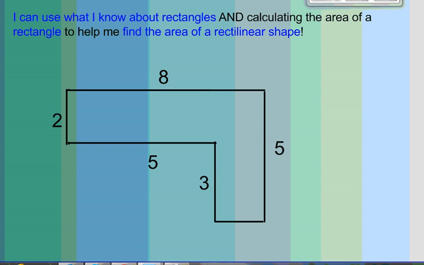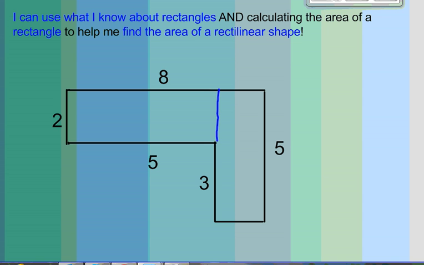I can use what I know about rectangles and calculating the area of a rectangle to help me find the area of a rectilinear shape. So if you have a shape like this, you can picture rectangles. If you divide the shape into rectangles, you can find the area of smaller rectangles, and then you can add your areas together. So if we look at this shape here, we can break it up into 2 rectangles, find the area of each, and add them together.